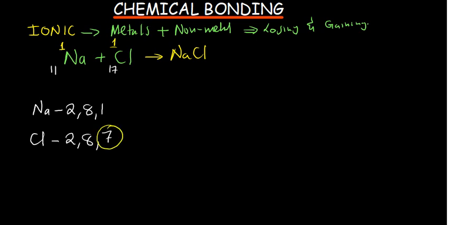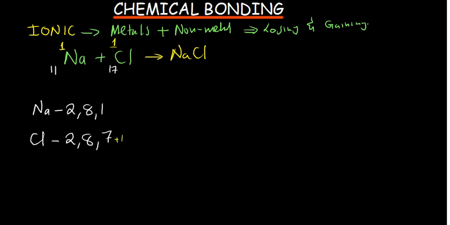Because of this, the last shell for chlorine is supposed to have 8 electrons, but we only have 7. So which one should be easier? Is it to lose these 7 so that we remain with 8 in the outermost shell, or we gain only 1 electron to make it 8? It is easier to gain 1 electron than to lose the 7. So that is why it's going to gain 1.